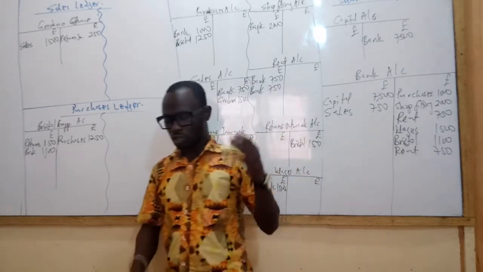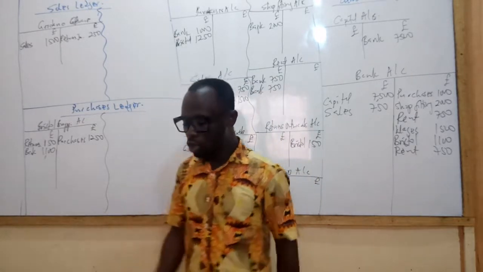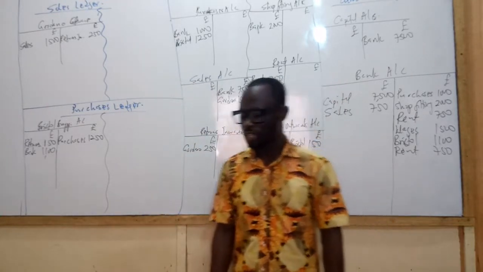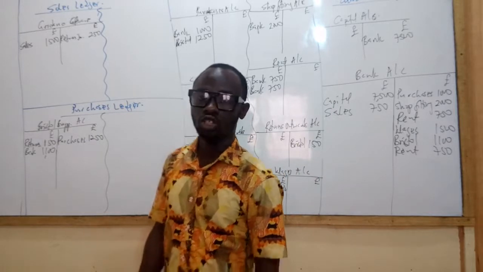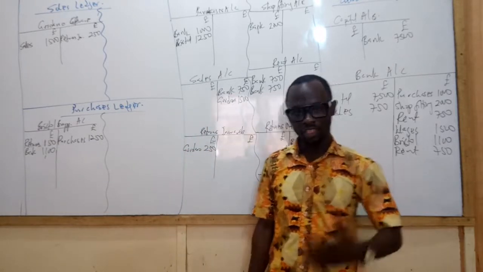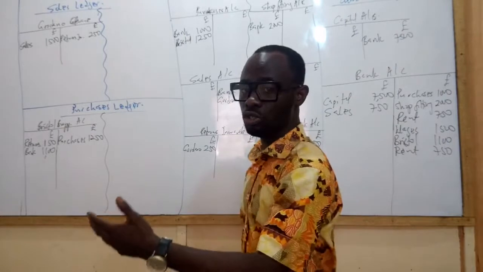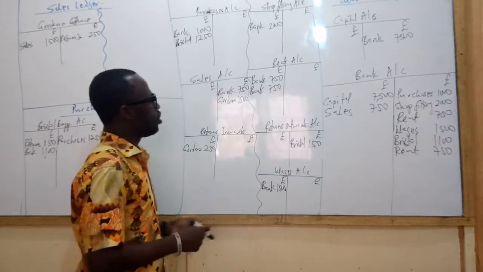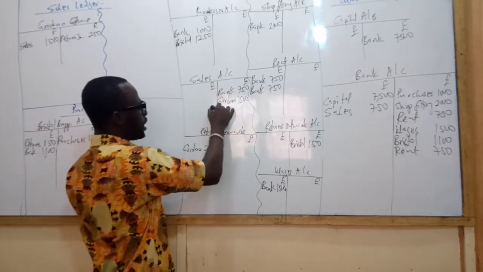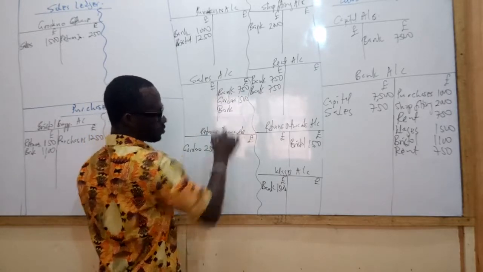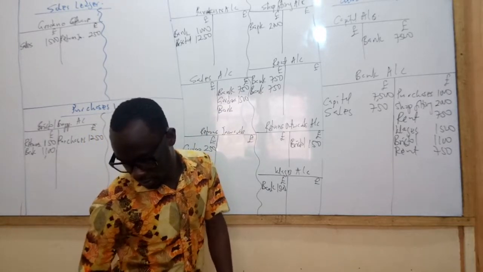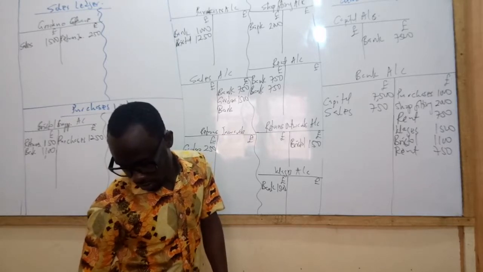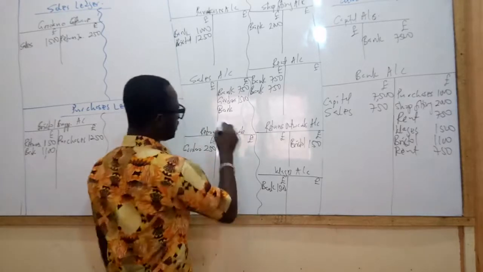26th May. Sold goods 550, a check being received. So we sold goods and we are receiving a check for that. So we debit the bank account in the name of sales, and that is 550.